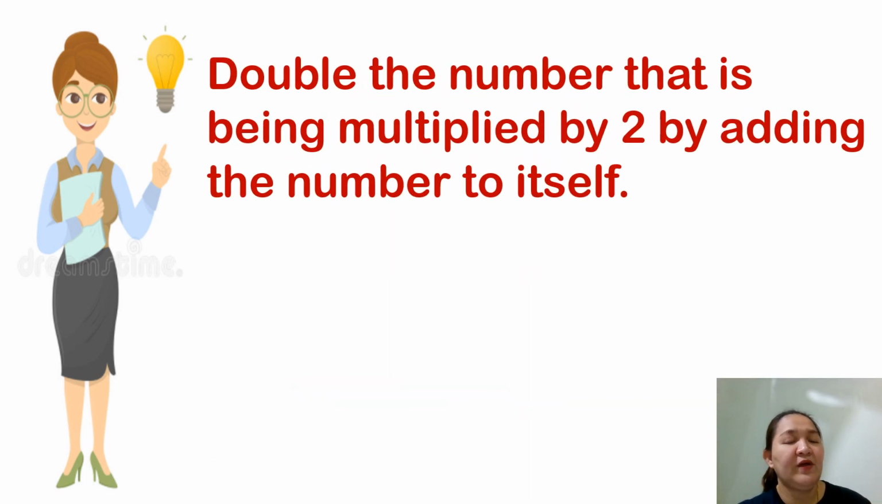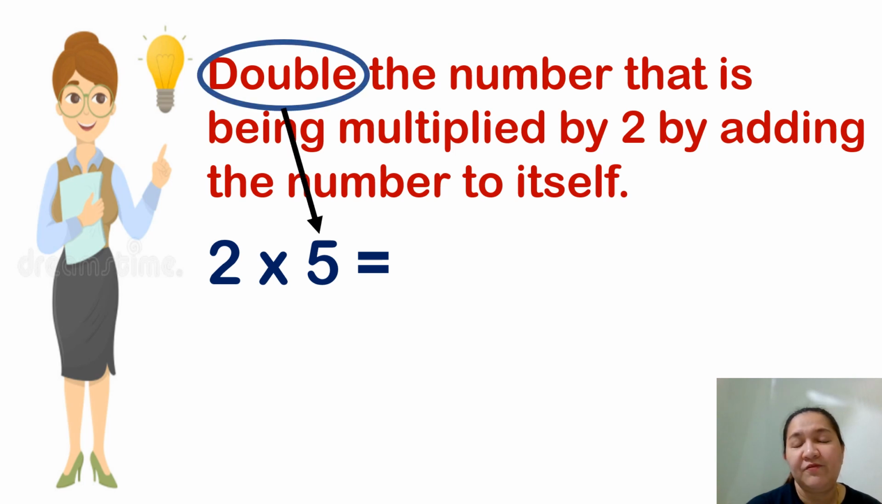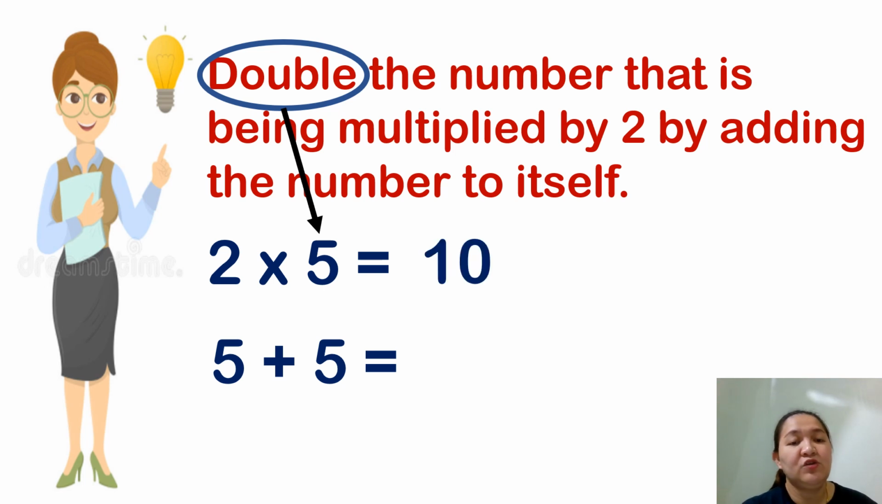Double the number that is being multiplied by 2 by adding the number to itself. So in 2 times 5, which number is being multiplied by 2? 5. So we're going to double the number and add it to itself. So we're going to have 5 plus 5. So 2 multiplied by 5 is 10, and 5 plus 5 is 10.